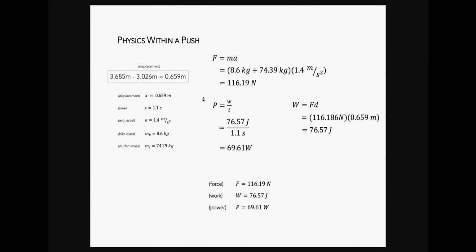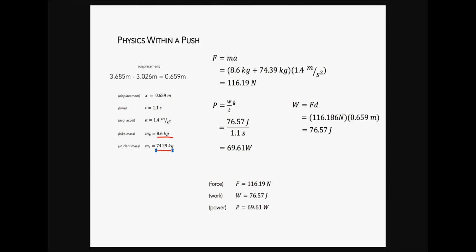Then we need to find force and power, and we of course need to start with force. We're going to use F equals ma here, and for m we combine the mass of my bike and the mass of myself and multiply that by the average acceleration, which we found from tracker. That gives us a force of 116.19 newtons, and that's the force that Kenzie was pushing me with.